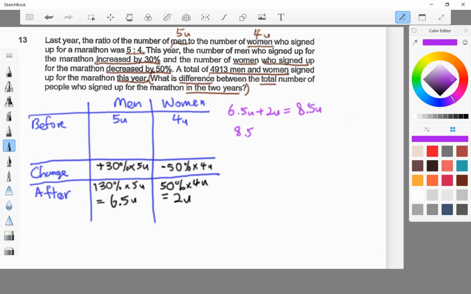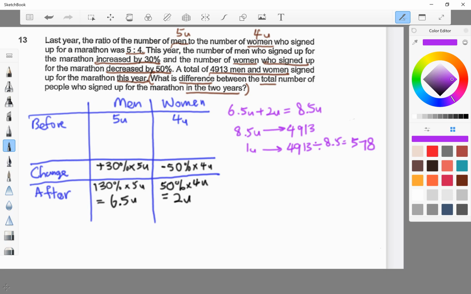4,913. So how do I know that I'm on the right track? Let me demonstrate for all of you. If I were to find 1 unit, I will take 4,913 divided by 8.5. And in doing so, 4,913 divided by 8.5, this will get me 578. So this is a decent number. And this is actually something that gives me great confidence in the exams that I'm on the right track.